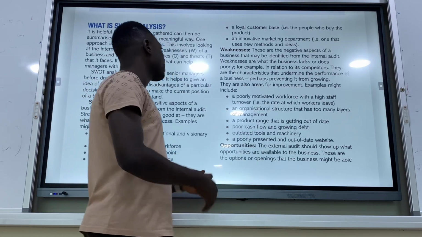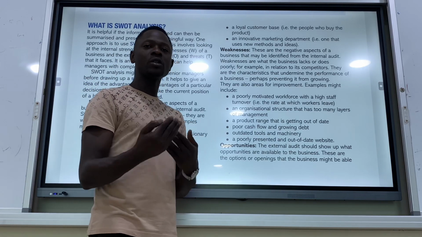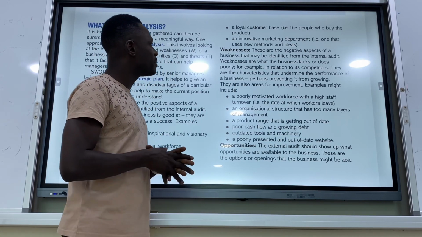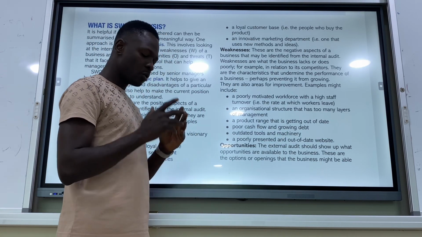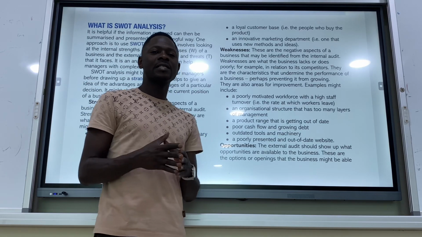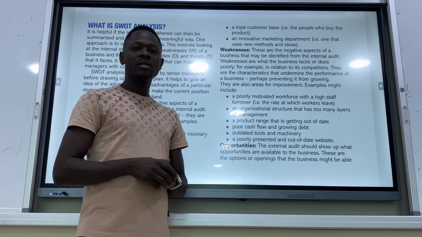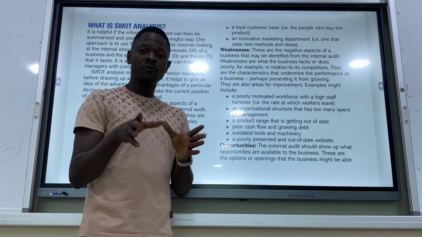Then we go to the weakness, which is part of the SWOT analysis. So for weaknesses, these are the negative aspects of a business that may be identified from the internal audit. We call it weaknesses because these are the things that the business is not doing well. These are the things that the business needs to improve upon. So these are gathered also from the internal audit.